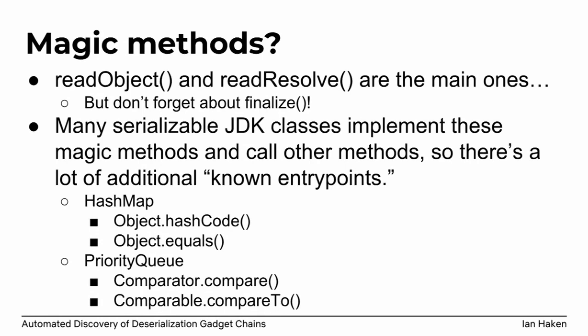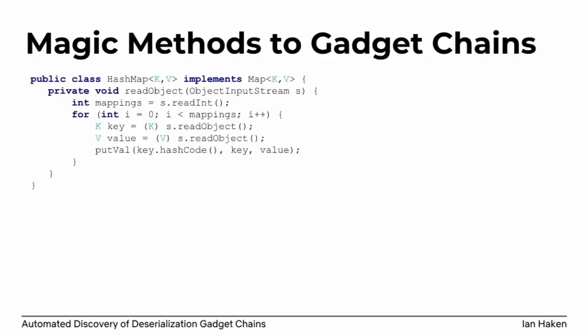So I talked about HashMap. PriorityQueue is just another really common example that I've seen attackers use in building up gadget chains. But if you check out a project like Why So Serial, you'll see a bunch of others. So here's an example of how magic methods get you to gadget chains. This is a really simplified version of what readObject looks like in a hash map. And the main thing to notice is that it reads keys and values out of that ObjectInputStream and calls hashCode on the key.